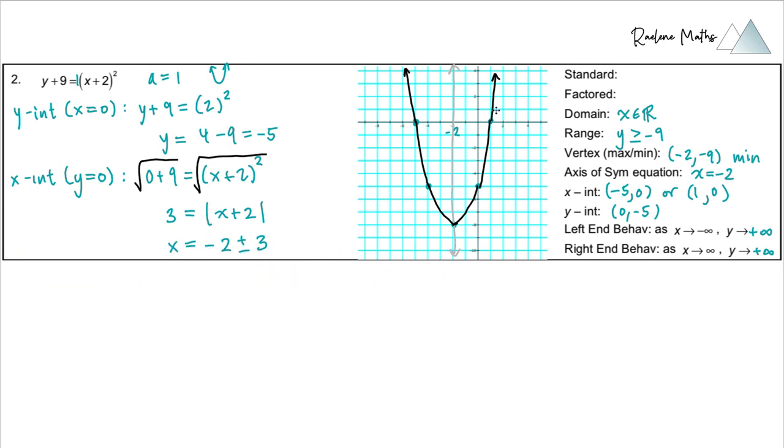Okay, so that's enough for the parabola. We see the shape of the graph and we still need to fill in what's missing, so we need the standard form and the factored form. So to get the standard form, or the function form as I like to call it, we expand.